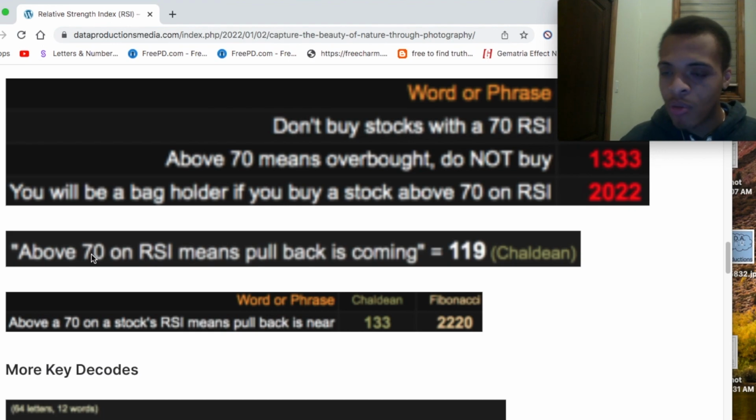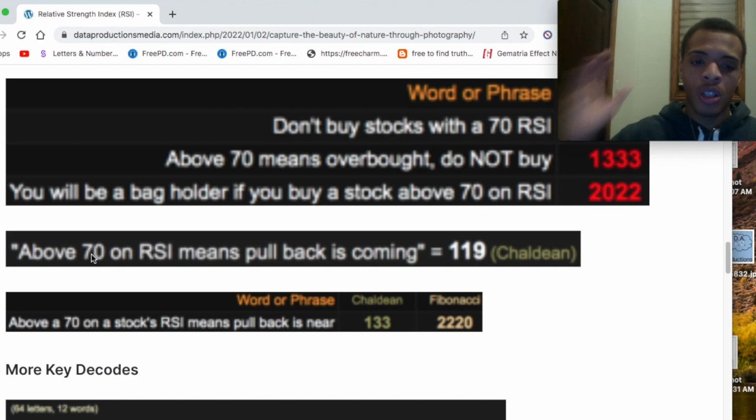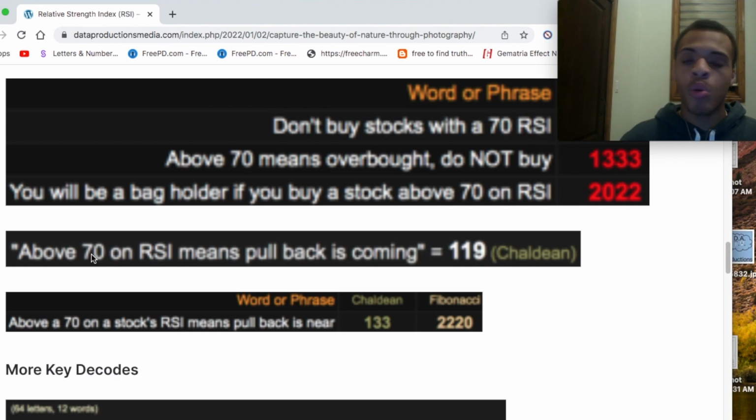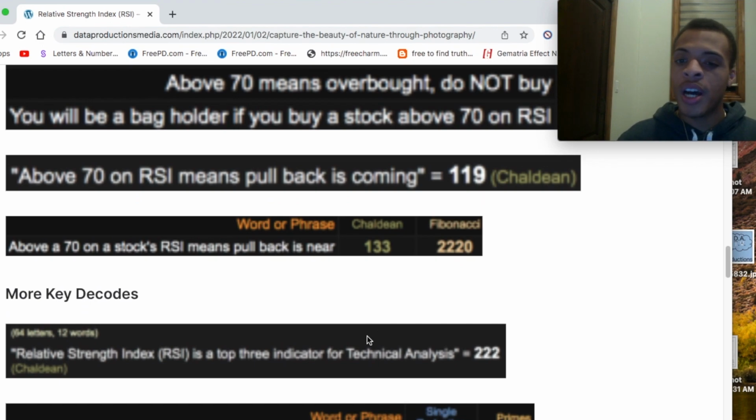119 in Chaldean. Remember 9/11, 11/9, alert, alert, alert. Especially that's in the Chaldean decode. So make sure you realize that when it's above 70, a pullback is coming. Above 70 on a stock's RSI means pullback is near. 133 in Chaldean, 2,220 in the Fibonacci.